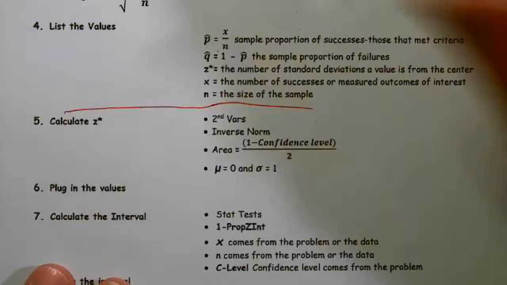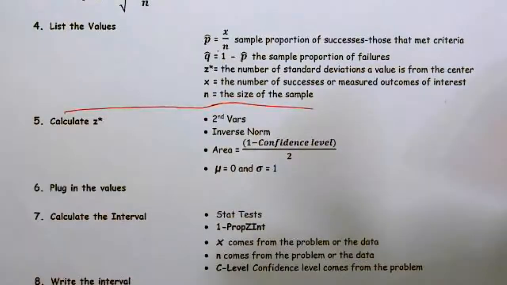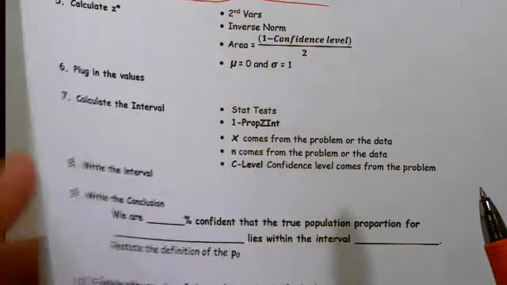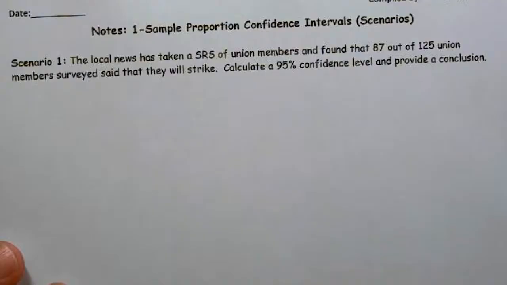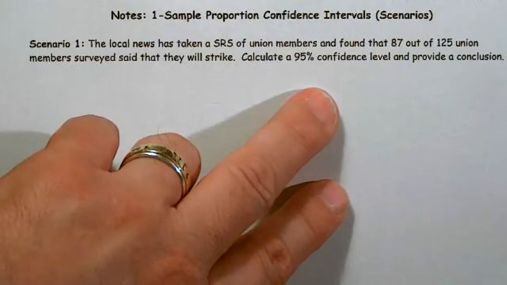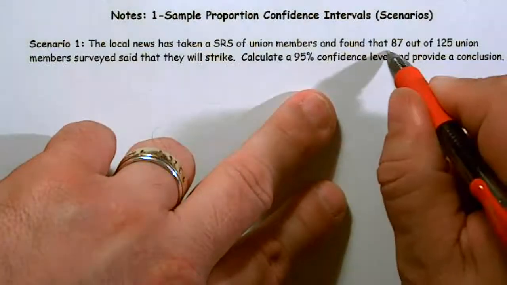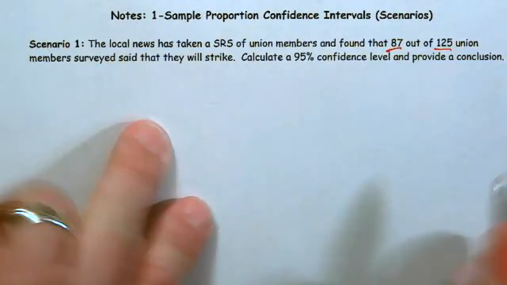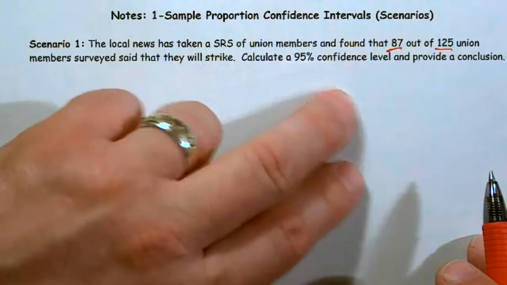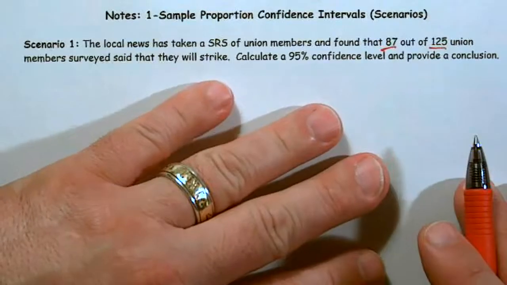From below the line on, it should be very, very straightforward, very much the same as what we've always done. So let's go ahead and look at this previous scenario that we did with a hypothesis test and do a confidence interval. The local news has taken a simple random sample of union members and found that 87 out of 125 union members surveyed said they will strike. Calculate a 95% confidence interval and provide a conclusion.